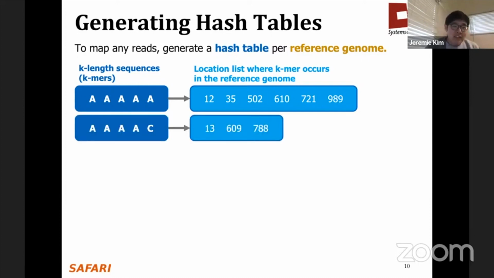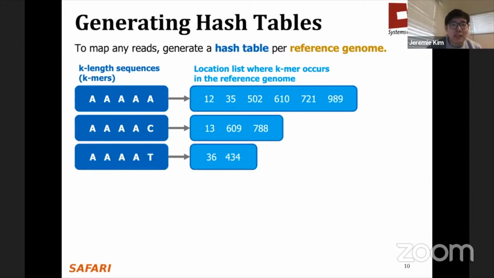We generate the key value pairs for every permutation of k-mers for the chosen value of k. And so the number of keys in this hash table depends on the size of the k-mers chosen. Just to emphasize, we see that the k-mer AAAAT occurs starting at the 36th and at the 434th base pairs of the reference genome. And so if you see that sequence, then you can immediately go to that location in the reference and then extract the sequence of relevance.